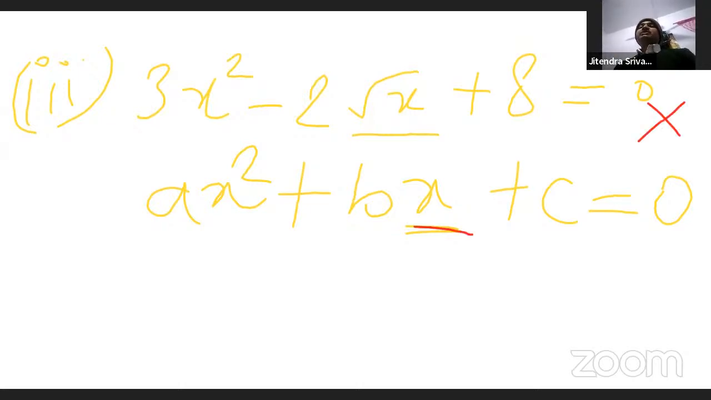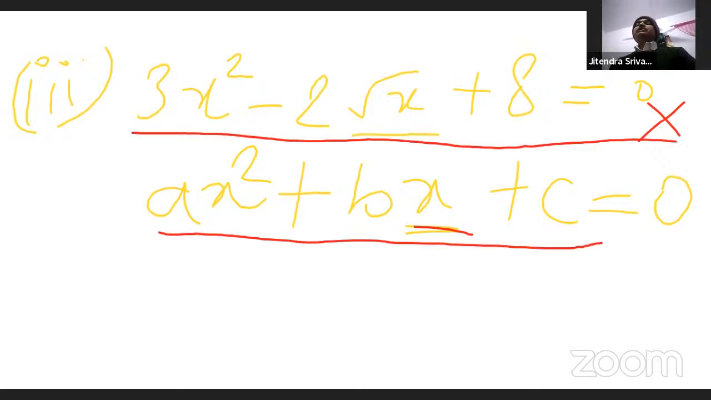Here, x should not be under root. x should be free from any root. So we have to write like this. So we can say this equation is not following the standard form of quadratic equation, so it is not a quadratic equation.